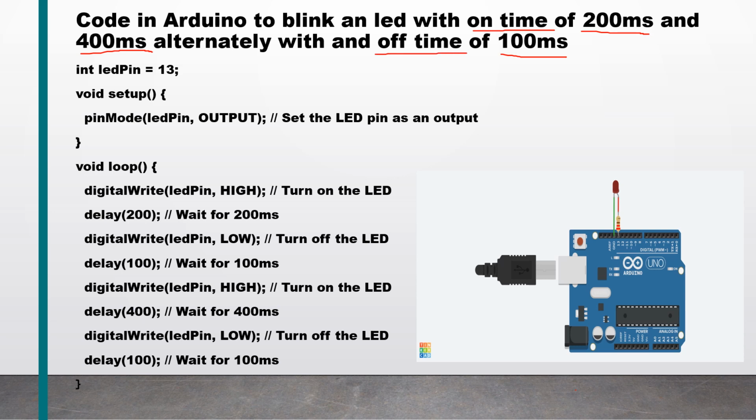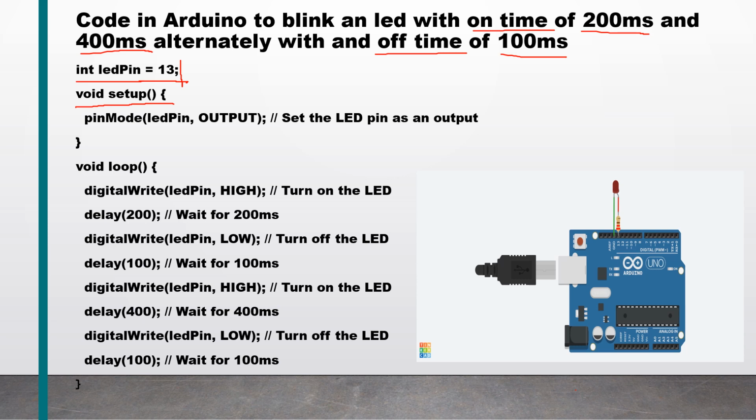Okay, let's start coding. Firstly, we should initialize the pin. So we use int, an integer, with a variable LED pin and set it to pin 13. After setting it to pin 13, we end it with a semicolon. As soon as the initializing is done, we start void setup with parentheses and an open curly bracket. What's the use of void setup?